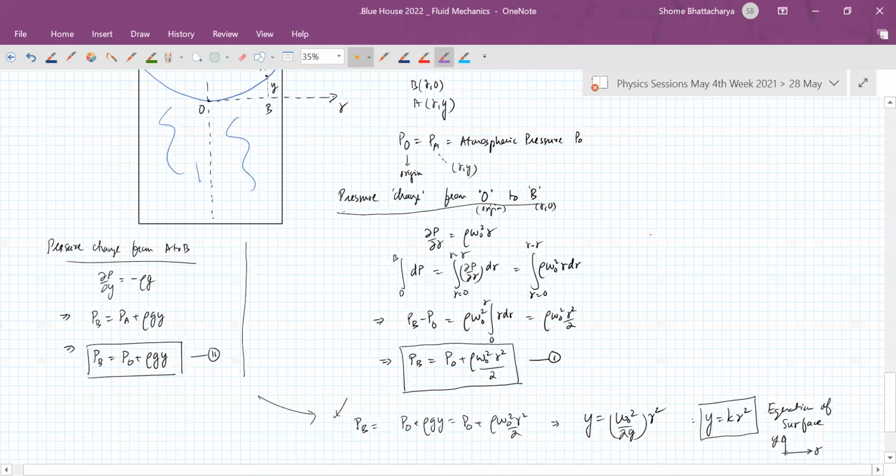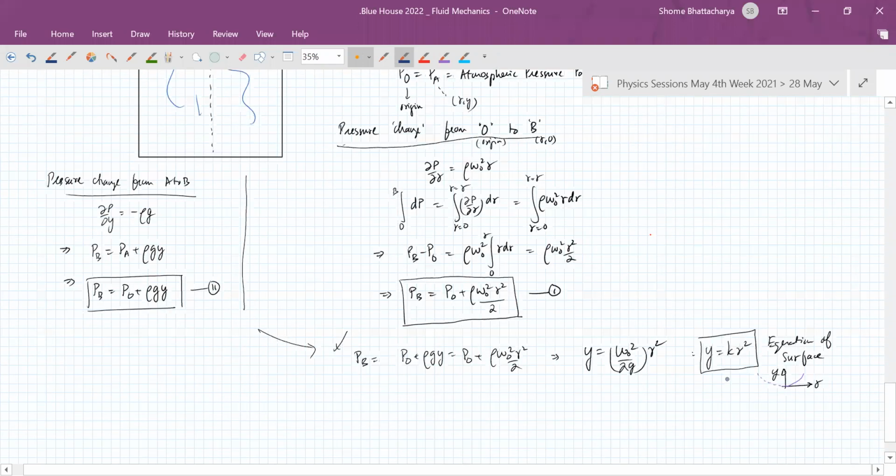Now remember, the actual surface is three-dimensional, so R is a rotated axis. When you rotate this about the y-axis, the shape that you get is a paraboloid. In 2 dimensions, it's a parabola. So from the vertex, which is the origin, if we look at any point on the surface, the vertical elevation y is related to the radial distance r by y is equal to some constant into r square. That kind of surface is called a paraboloid surface.